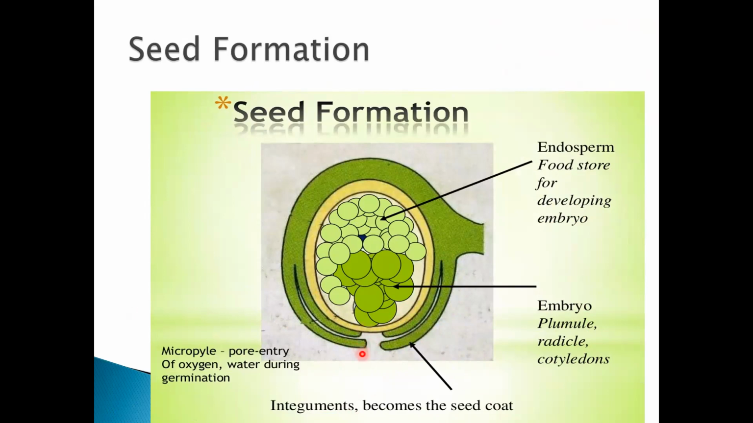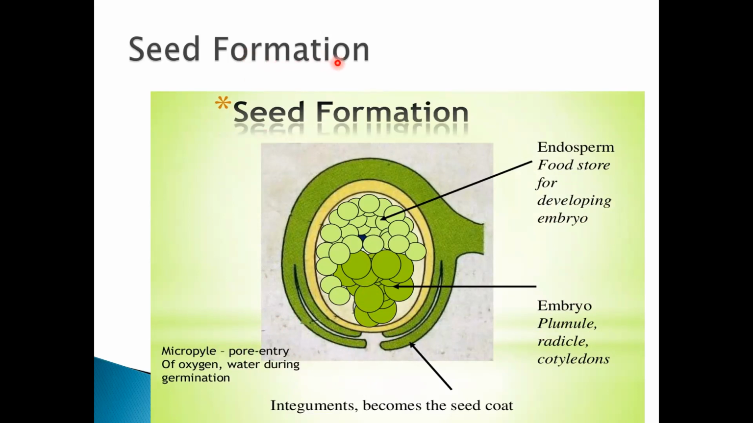Then this part is the micropyle. You remember from here, in the megasporangium, the micropyle helps in the movement of the pollen tube. Here, it is a pore for entry of oxygen and water during germination. From here, the water and the oxygen move outside and inside. There is a transmission of the oxygen and the water moving inside and outside. So this part is known as micropyle.